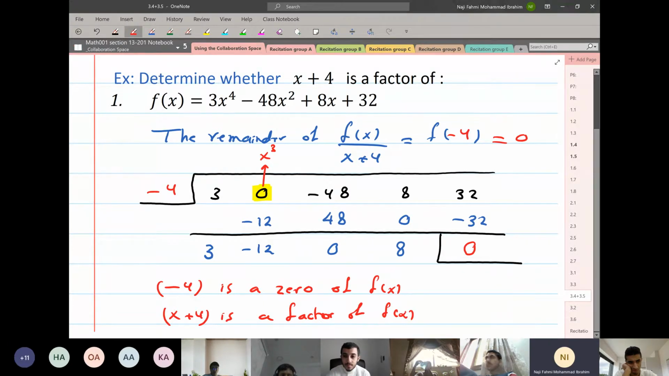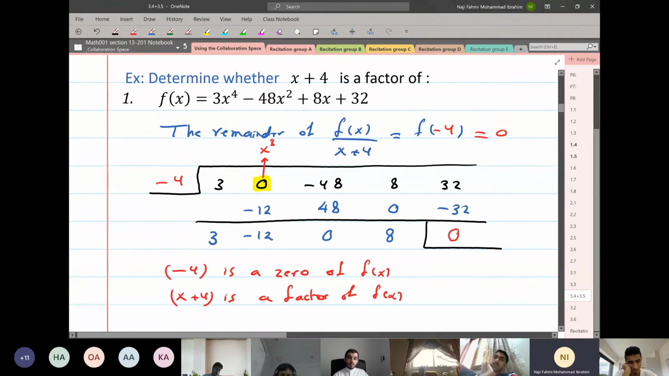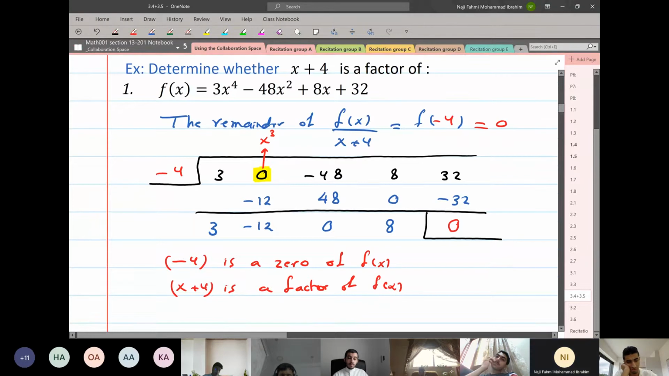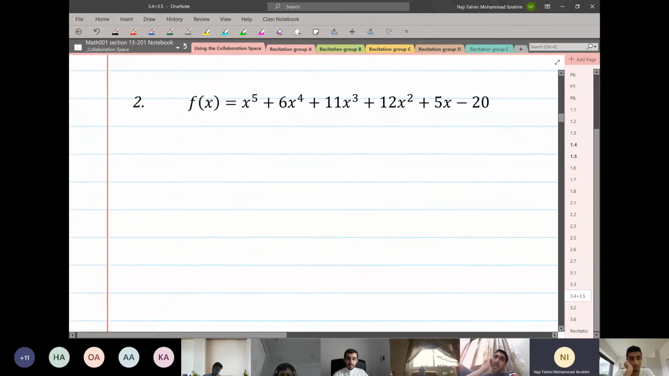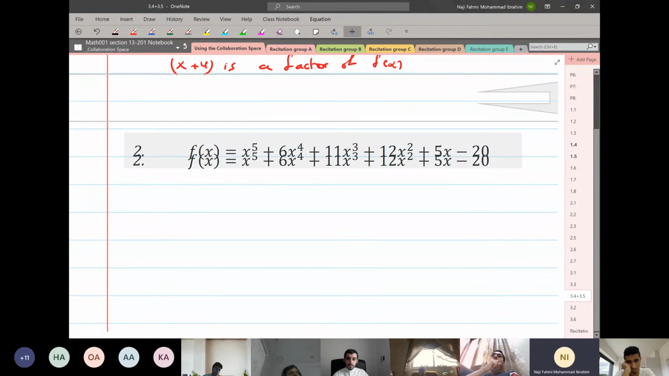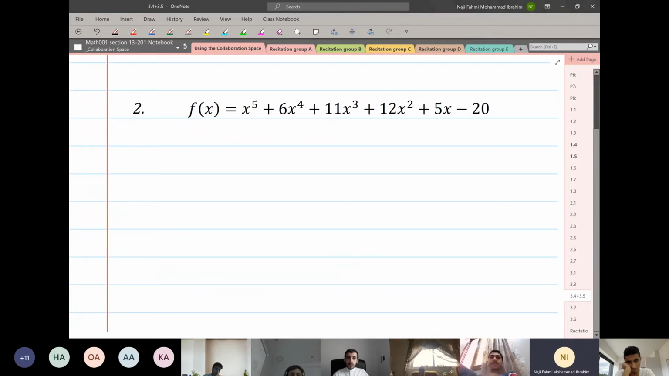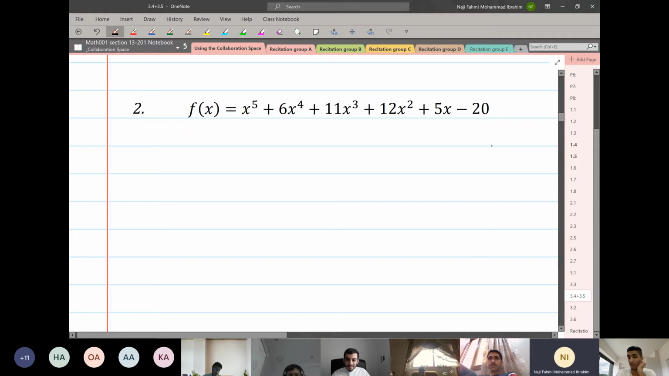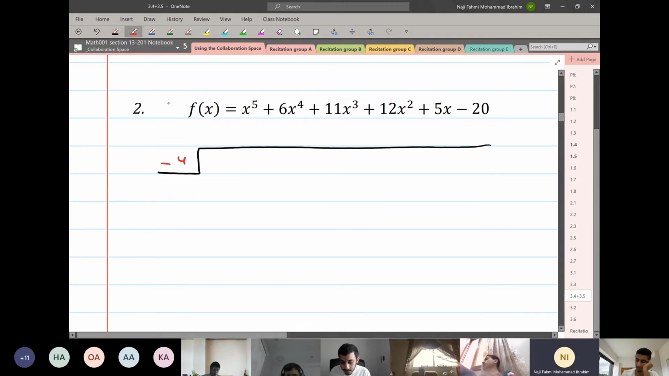What if the remainder was not 0? Can I say that x plus 4 is a factor? Of course, the answer is no. Now let's use the same factor, x plus 4, and check it with this example. Is x plus 4 a factor of this polynomial? Again, I want you to do it. Divide by negative 4 and tell us if it's a factor or not. Of course, the substitution here is very long. The division is much shorter.